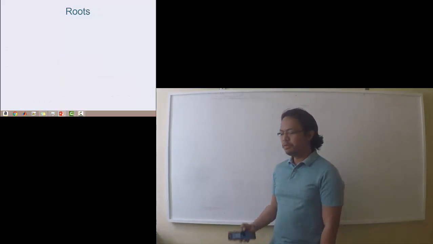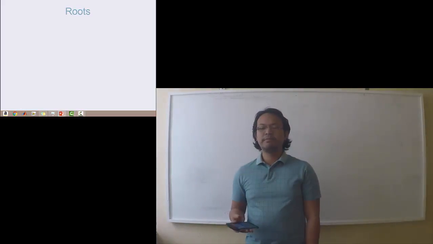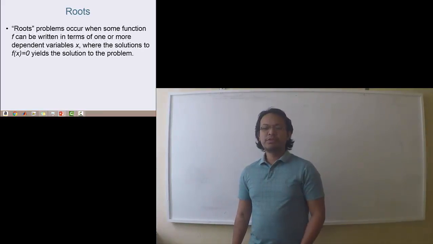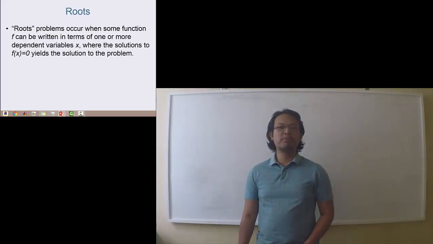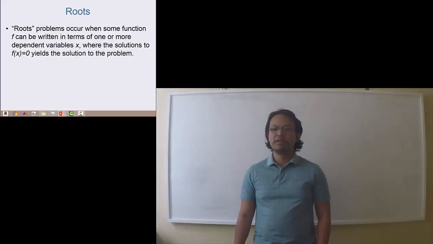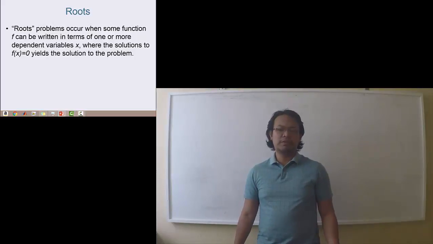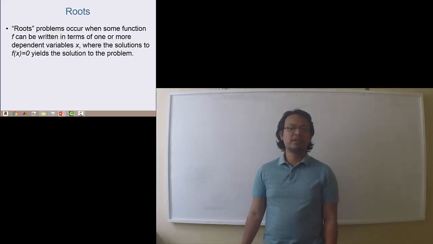Alright, so roots problems occur when some function f can be written in terms of one or more dependent variables x, where the solution to f of x equal to 0 yields the solution to the problem.